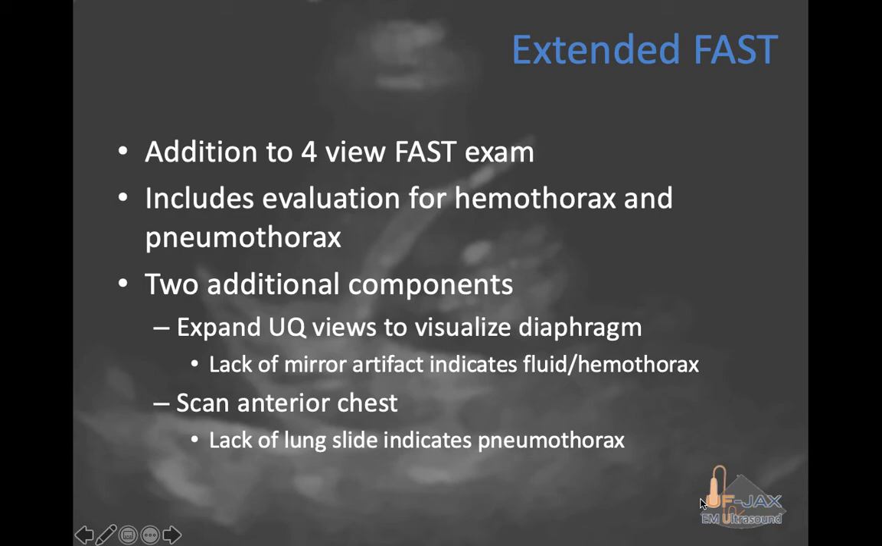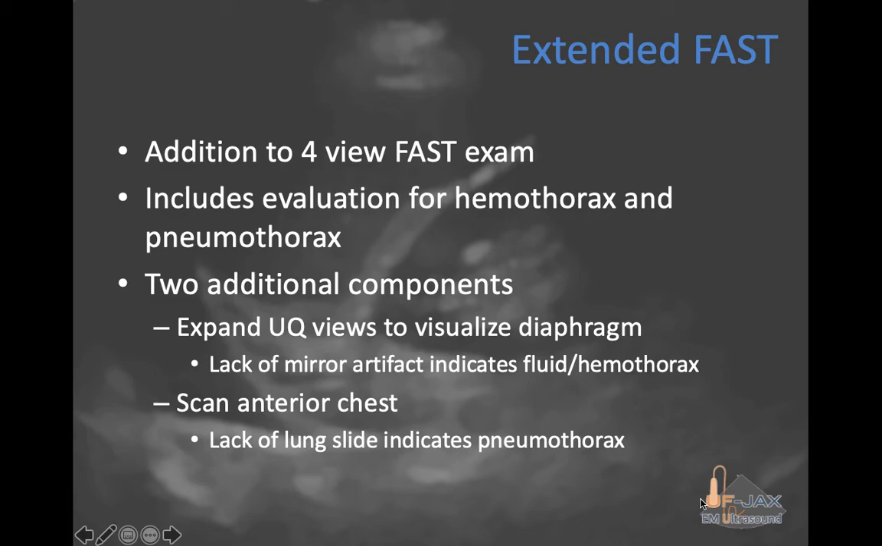We have already discussed the 4 standard views of the FAST exam, and we'll now look at the additional views needed to perform an extended FAST exam, or an EFAST. The idea of the extended FAST is to briefly look for evidence of hemothorax and pneumothorax. I know this sounds daunting, but it actually doesn't add much to the exam that you're already performing.